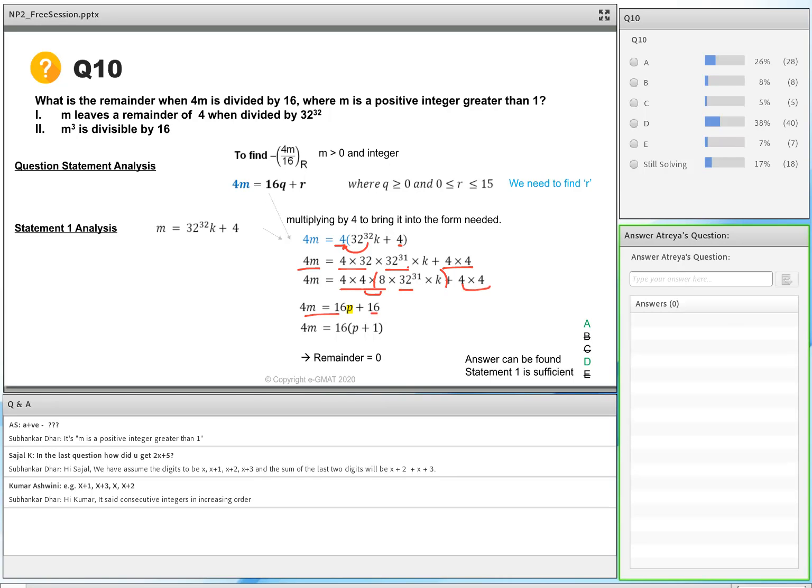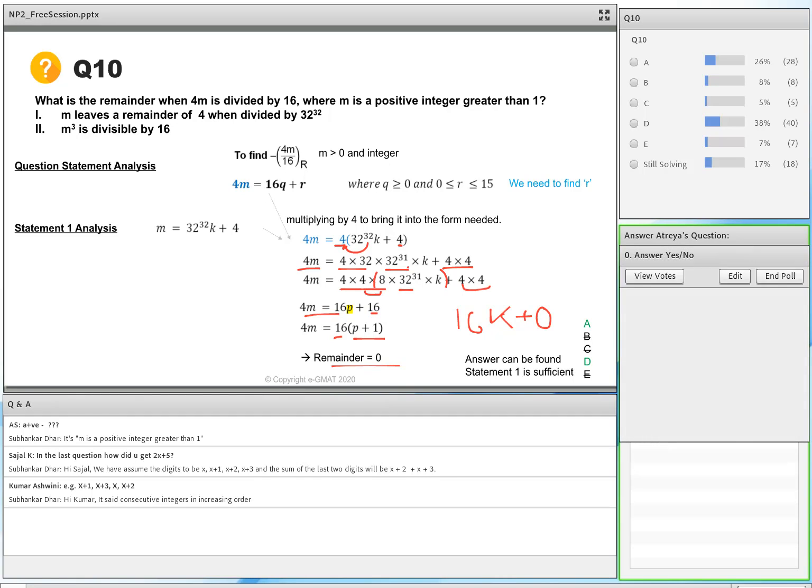So 4m can be written in the form of 16p plus 16. If you take 16 common, you get p plus 1. So 4m can be written in the form of 16k, right? 4m can be written in the form of 16k plus 0. Now, what is the meaning of 0? It means that the remainder here is equal to 0. So that gives me that the first statement is a sufficient statement to answer this question.